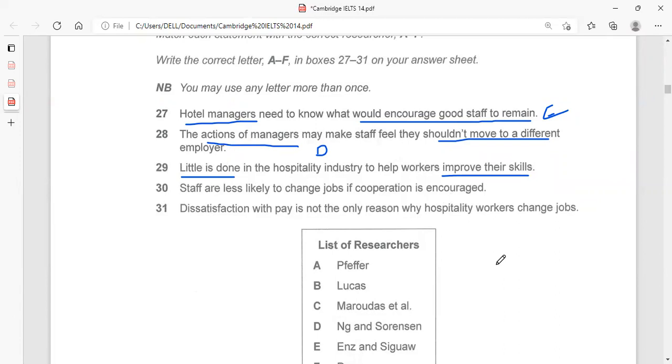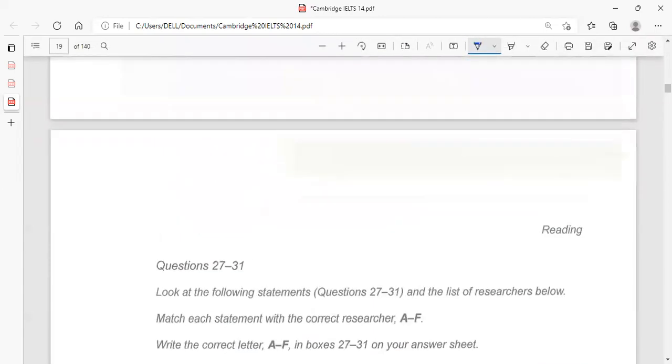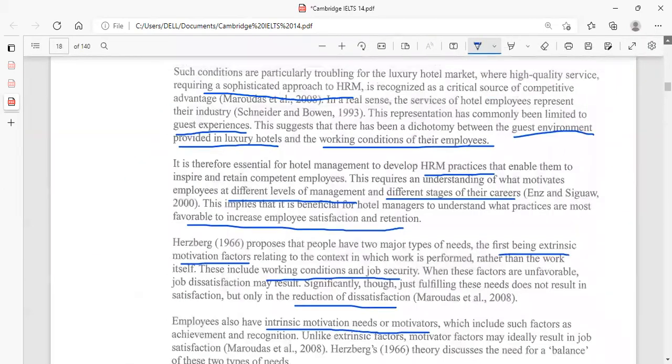One researcher can get repeated. That's why I said that if you start right away from the list of researchers, you might end up wasting a lot of time on a researcher who probably would have made none of the statements. Okay. Yeah. Little is done in the hospitality industry to help workers improve their skills. Anybody?